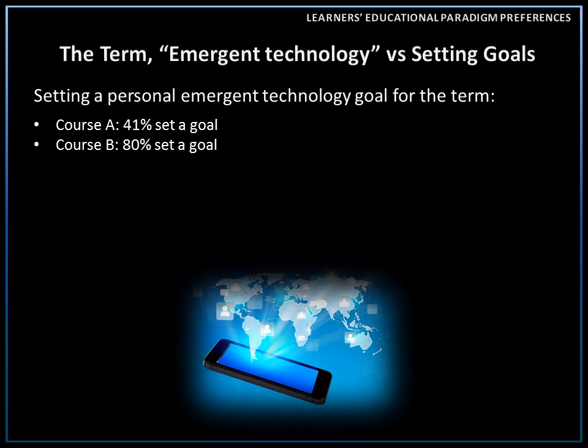The term emergent technology seemed to give some respondents some difficulty. Both courses were emergent technology courses. Course B focused specifically upon mobile learning. 41% of Course A respondents set a personal emergent technology integration goal, while 80% of Course B respondents did so during the term under study.